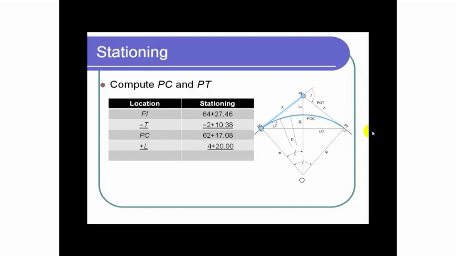As we follow the curve, we have to add the length of the curve on, and we get that the PT back, which is basically the stationing looking back from the curve back, is 66 plus 37.08.